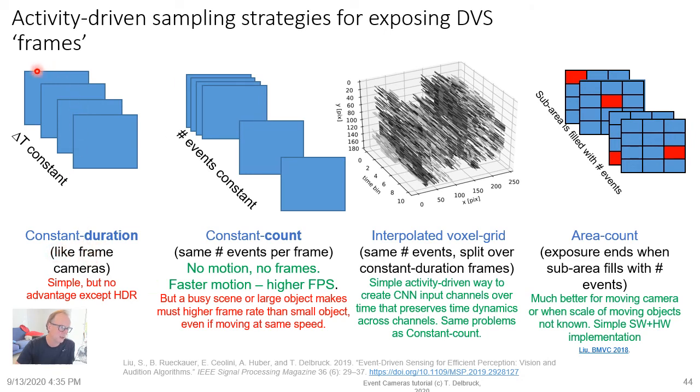You just accumulate each DVS frame for a constant amount of time, okay? That's a very simple strategy, but it really has no advantage for DVS except for high dynamic range, right? That these brightness changes are sensitive over all parts of the scene, no matter how they're illuminated.